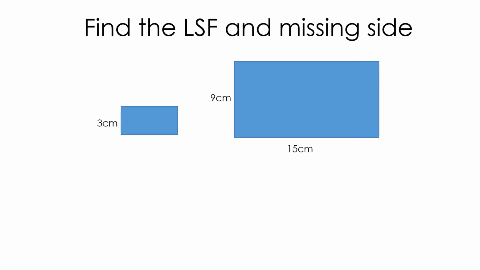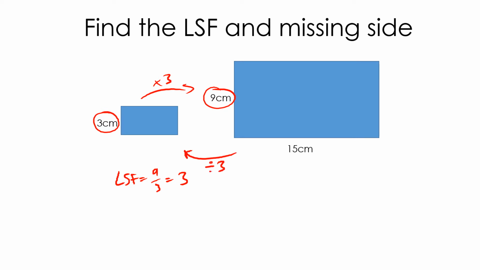What about this one here? What would our LSF be? Well, we're going from 3 to 9. So our LSF would be 9/3, which would be 3. That means we are multiplying by 3 to go from the old shape to the new shape, but that means we're dividing by 3 if we're going the other way. So our missing side here would be 5 centimeters.